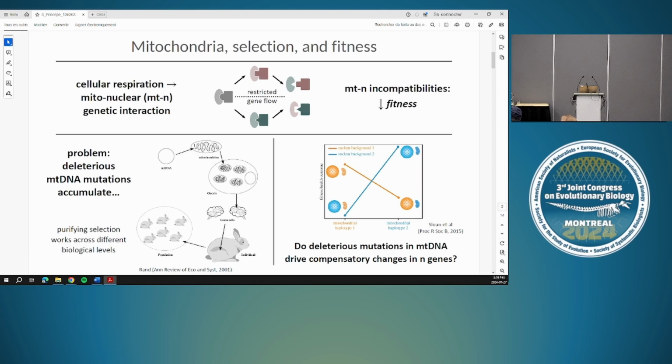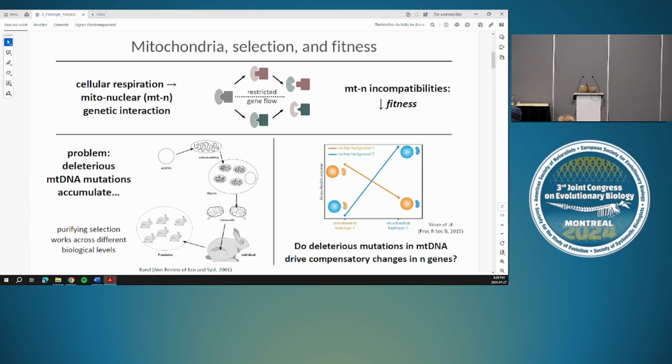Nature itself took care of it at several biological levels. We have purifying selection, from cells to tissues to individuals and populations, to try to filter these deleterious mutations, but somehow sometimes they can still go through. So there is a hypothesis that this mitonuclear interaction can lead, with deleterious mitochondrial mutations, in the sense that when you have a mitochondria that has a harmful mutation, this will somehow drive a compensatory mutation in the nucleus to correct it.